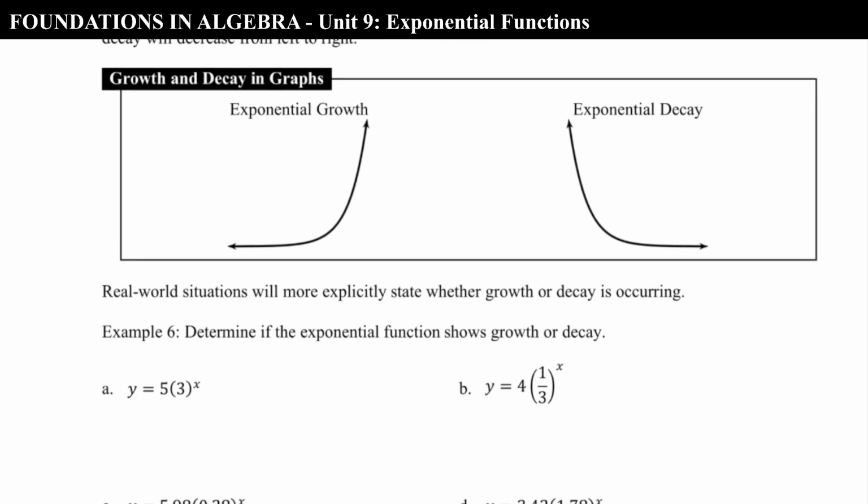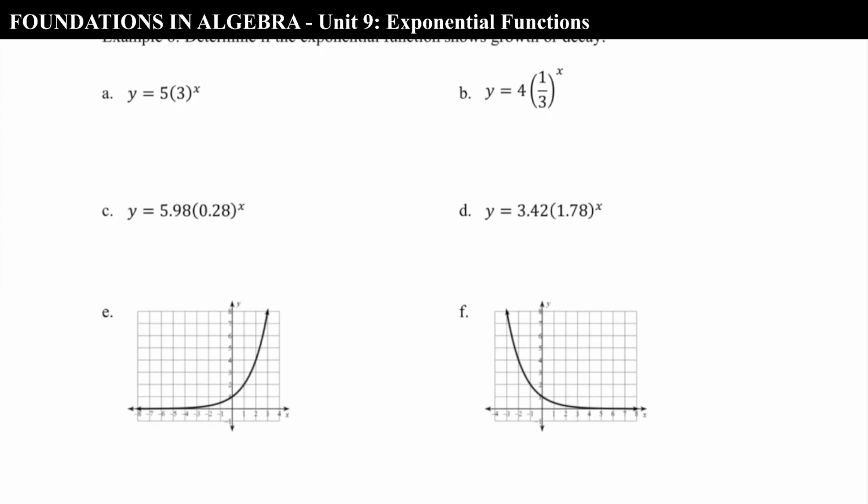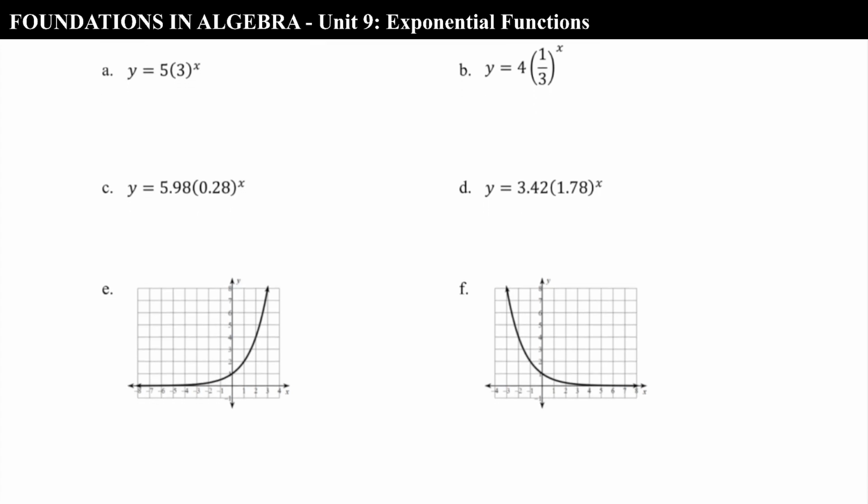So real-world situations will more explicitly state whether we have growth or decay occurring. So let's take a look at example 6 here. We're going to determine if these exponential functions demonstrate growth or decay. So let's take a look at A. Our b value is what we're looking at. Well, our b value is 3. Since that is greater than 1, then we have growth.